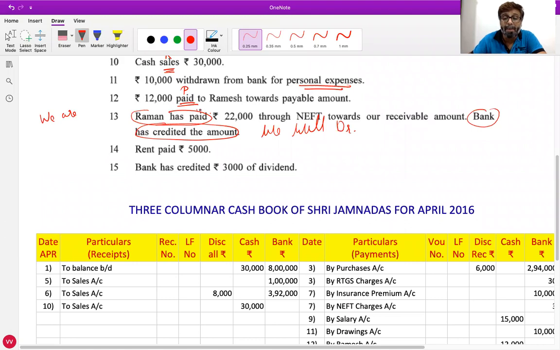Okay, don't see the word paid and write on payment side. Who has paid? We have not paid. Who has paid? Come on. Raman, but we are receiving, so it will come on receipt side. Did you understand this? Yes, sir.